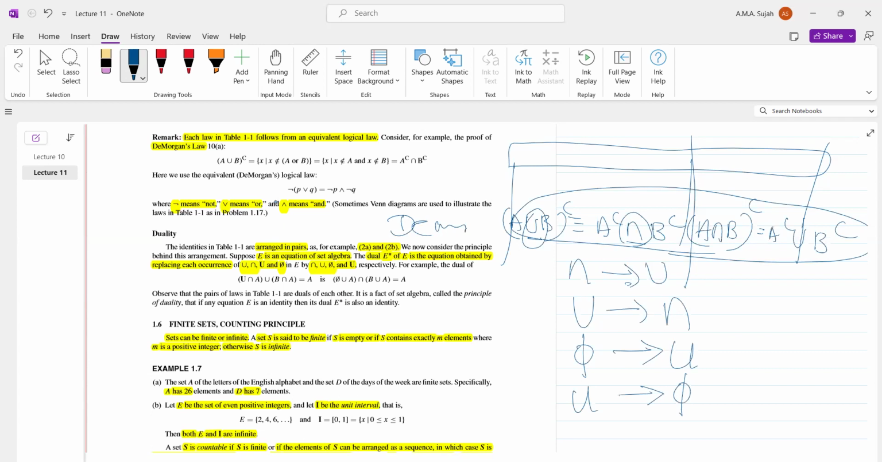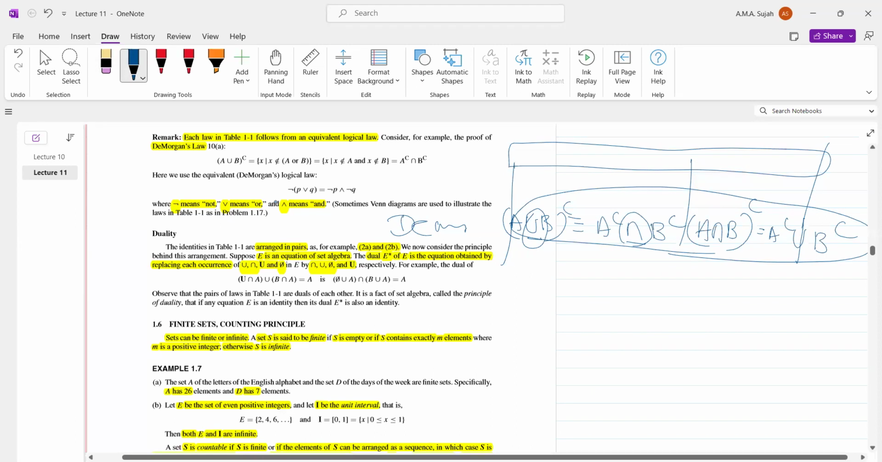This is duality. If you have an associative law using intersection, you can create another law using union. If you have a commutative law using a union symbol, then you can create another law using the intersection, right? That is why we say all the laws are sets of pairs. So duality means if you have one pair, you can create another pair with the opposite symbol, right?